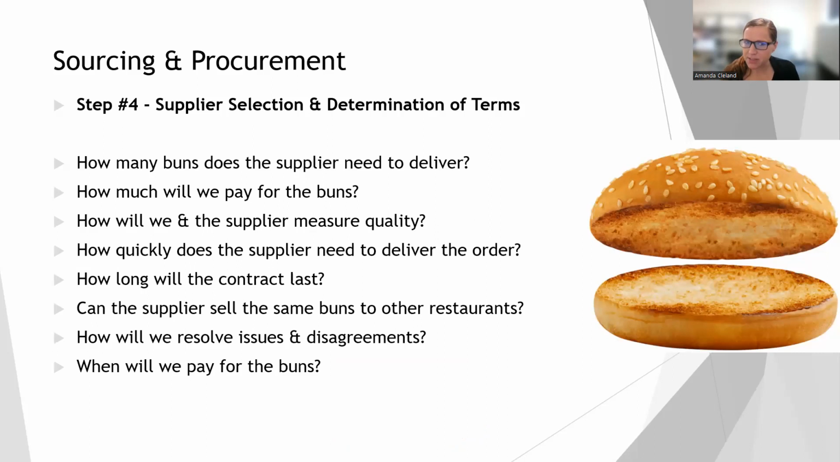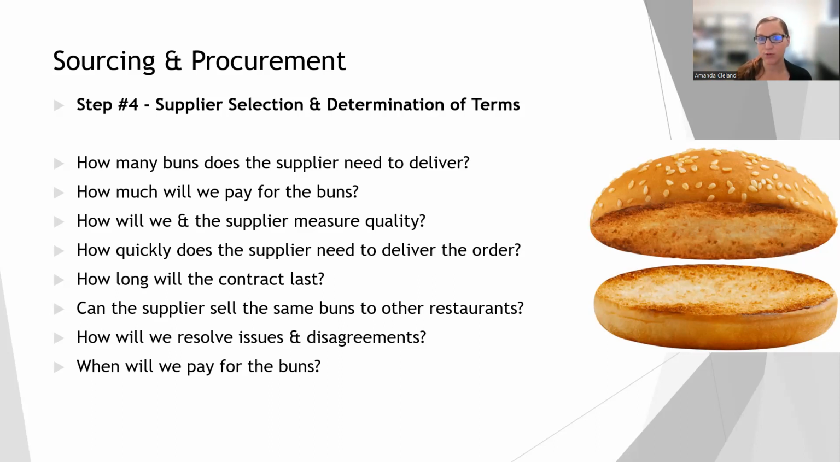So how many buns does the supplier need to deliver? Do they need to deliver 1 bun or do they need to deliver 1,000,000 buns? What is the price we are going to pay for the buns? Is it on a per bun basis? And how are we going to measure the quality of the buns? Does it have to be a certain number of sesame seeds on the bun or the level of squishiness of the bun? How are we going to measure the quality? And how quickly does the supplier need to deliver the order? What is the lead time we need to give them? Is it an hour? Is it a year? And how long is this contract going to last? Are we going to have this contract for 10 years?